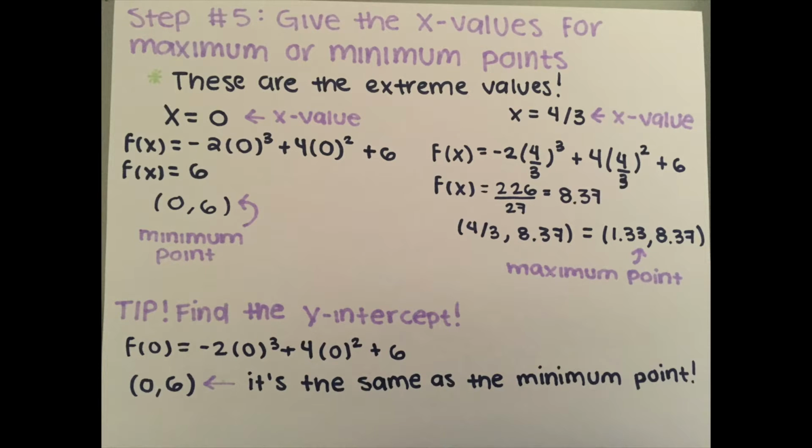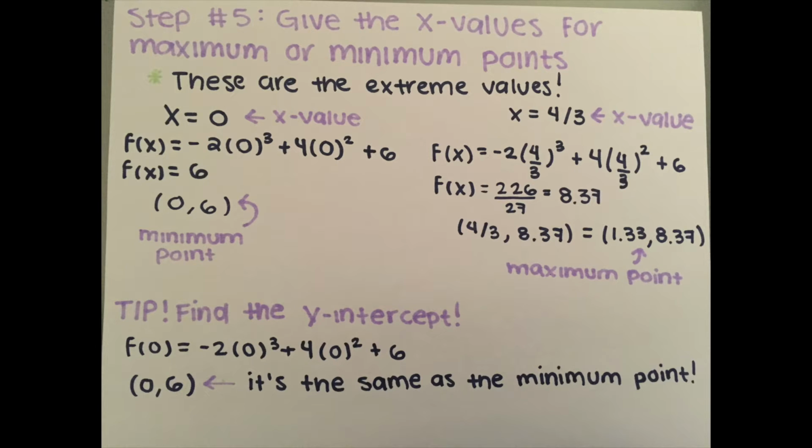After filling the table with the intervals where the values are increasing or decreasing, we need to obtain the x values for the maximum or minimum point, often called extreme values. To get these points, one has to substitute x with the critical values in the original equation. In this problem, we got one minimum point being 0,6 and one maximum point being 4/3, 8.37.